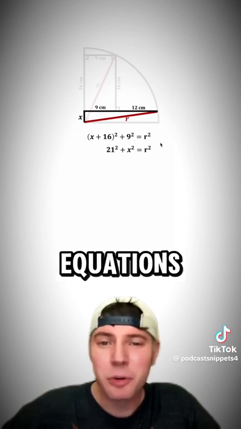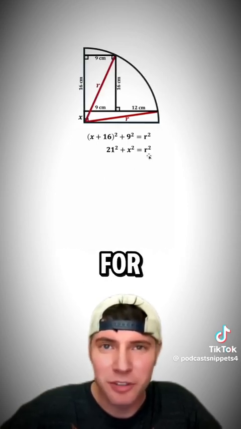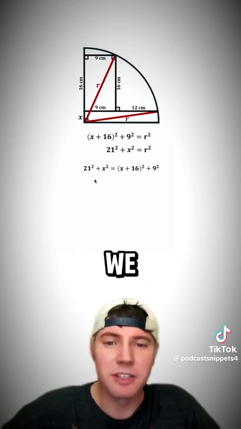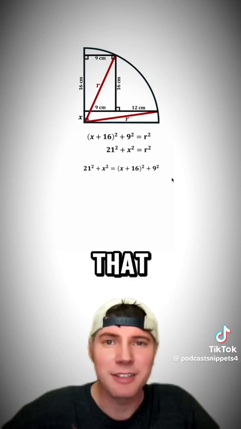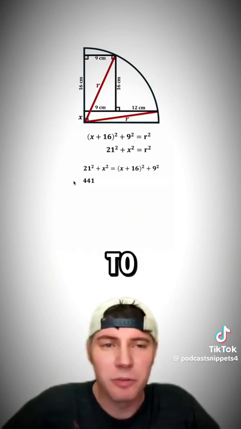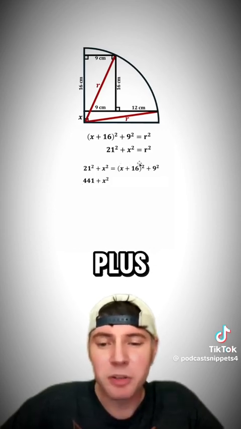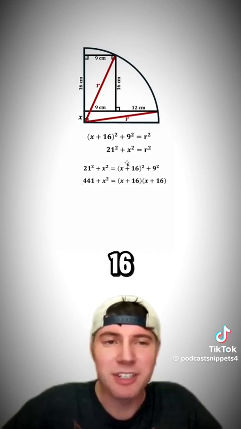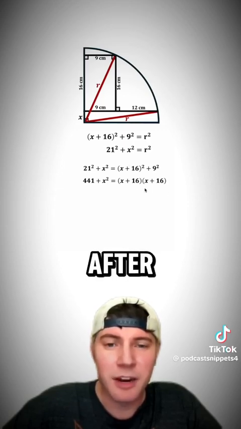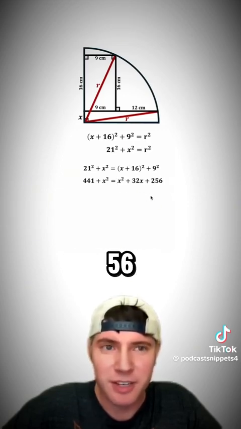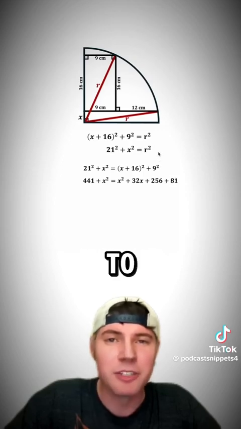And now we have two equations with two variables, so let's solve for these variables. This is equal to r², and that's equal to r², so we can set this equal to that. On the left-hand side, 21² is equal to 441, and we can bring down the x². On the right-hand side, (x + 16)² is equal to (x + 16)(x + 16). And after we multiply that out, it ends up being x² + 32x + 256. And then this 9² is equal to 81.